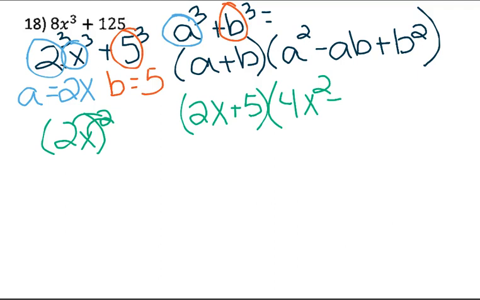Minus, next part says to multiply a times b. So I'm going to multiply 2x times 5. 2x times 5 is 10x. Last part is b squared. So 5 squared is 25. So very similar to difference of cubes. Sum of cubes just has a slightly different formula.